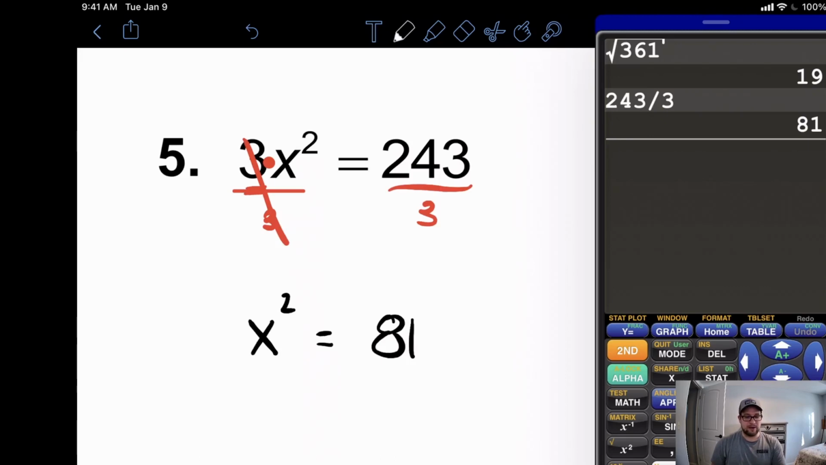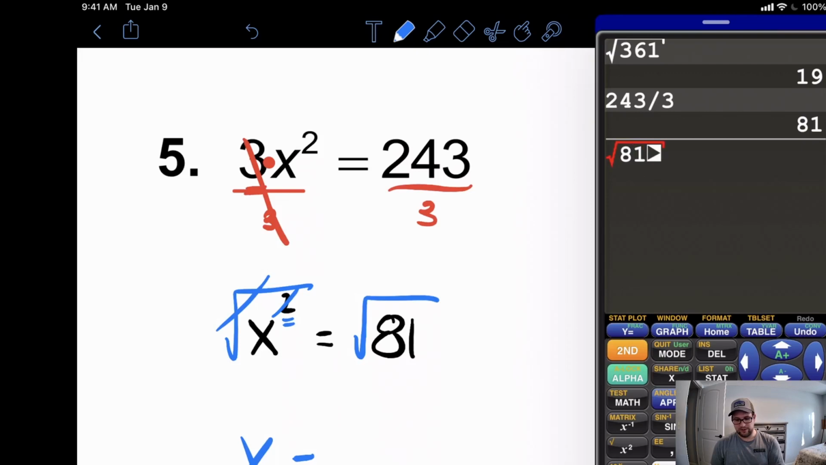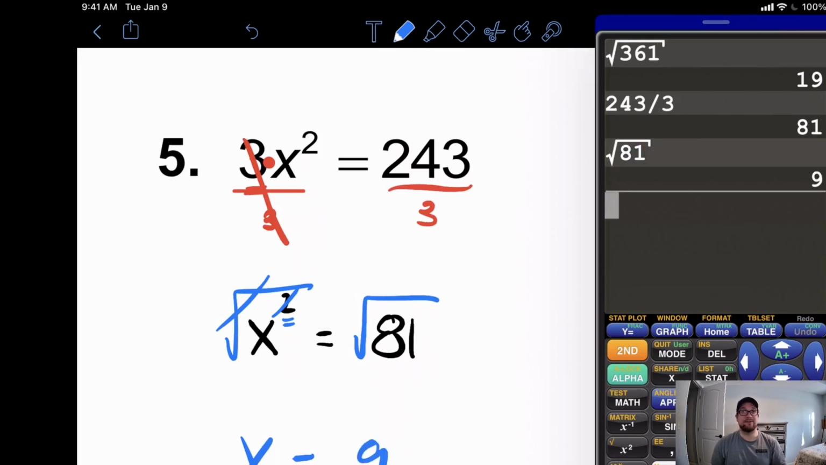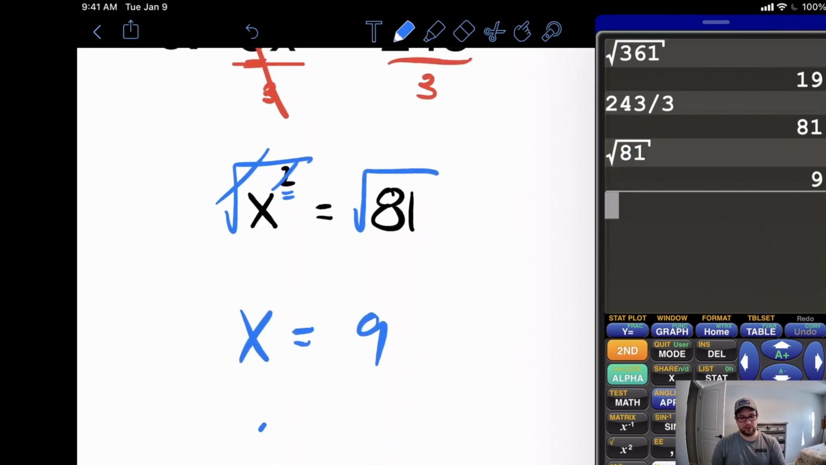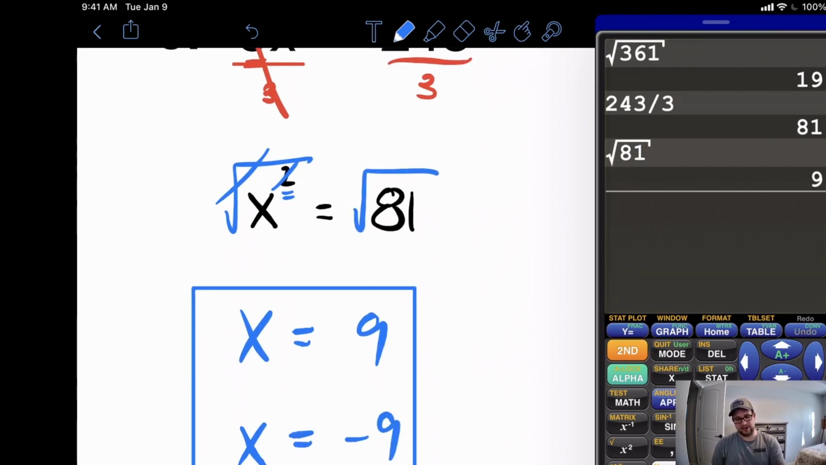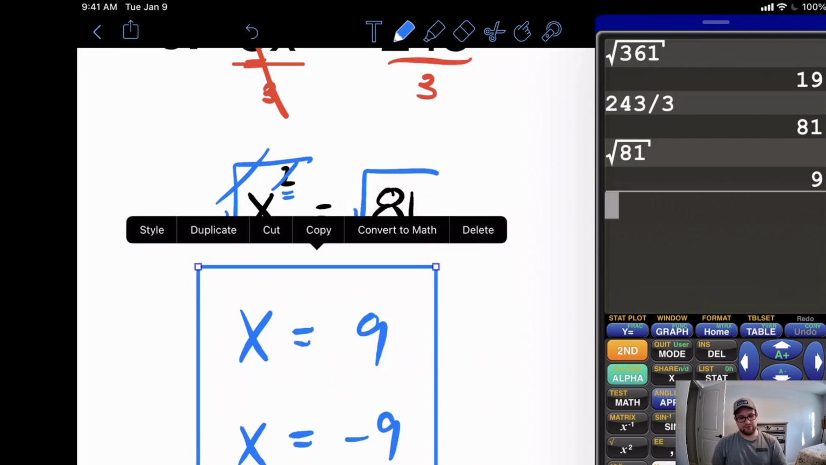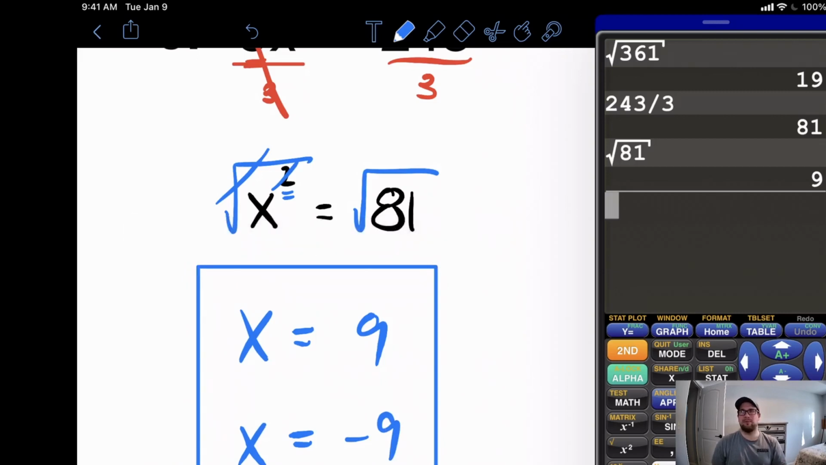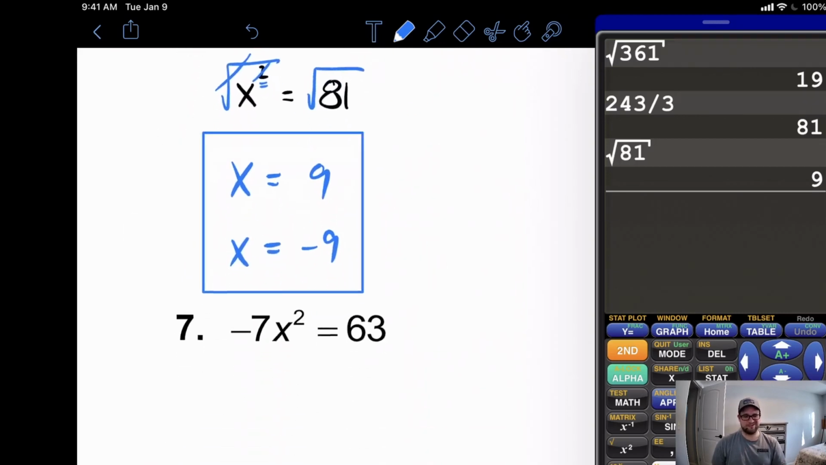Once you get to this spot, it's important to realize you just need to get rid of the square. So we are going to take the square root of both sides. I think the hardest part about today is just remembering that there's always going to be two answers. So second square root 81 is 9. That's the positive answer. You can't forget about the negative one. The other one is x equals negative 9, and you're all done. Don't forget, you should have two answers on almost every problem. We'll see if we get some unique ones, but I'm not so sure.